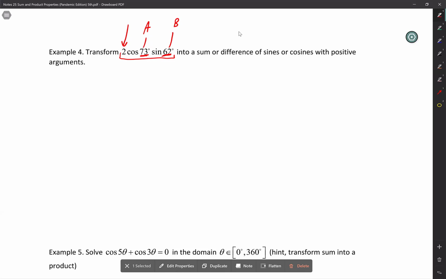If you see the number 2 in the front, they already give you the A and the B.